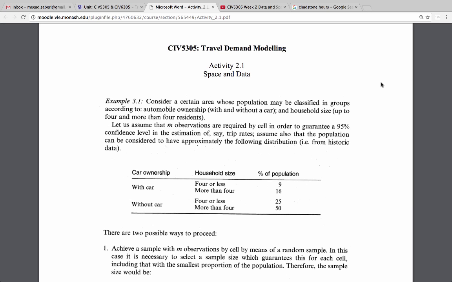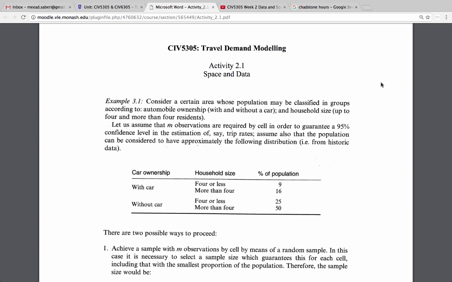Consider a certain area whose population may be classified in groups according to automobile ownership, with or without a car, and household size, up to 4 members in the household and more than 4 residents in the household. Now let us assume that M observations are required by each cell or group in order to guarantee a 95% confidence level in the estimation of, let's say, trip rates. Now assume that the population can also be considered to have approximately the following distribution. So we can group the entire population into 4 classes or 4 cells.